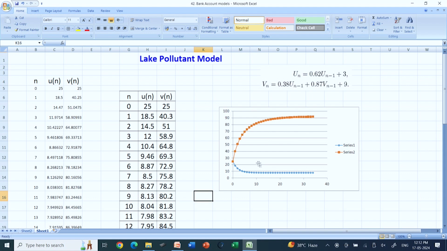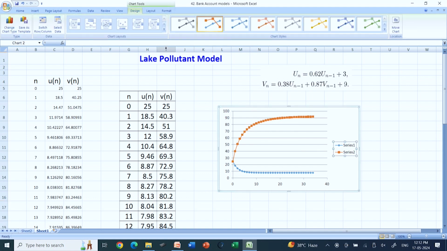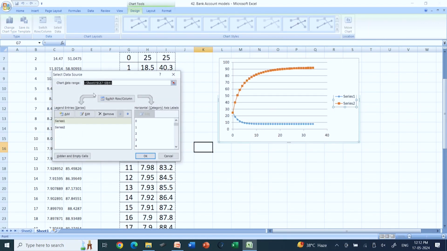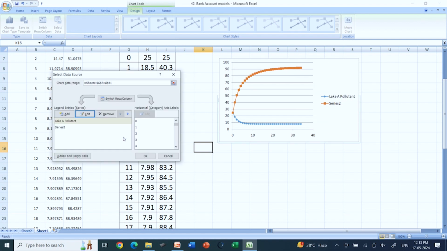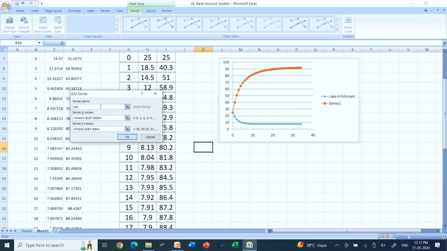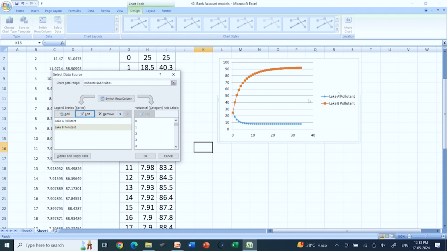Since the system is stable, from whatever initial condition you start, they will reach the equilibrium point, and it is a local stability. Obviously, you can just change the series from here. You go to design, you go to select data, and here the series 1, edit, you write lake A pollutant, okay, go here, edit lake B, and you get this.